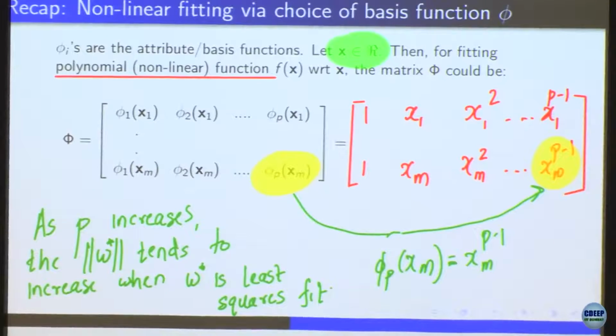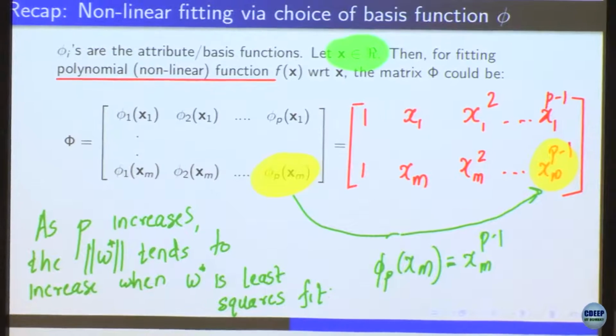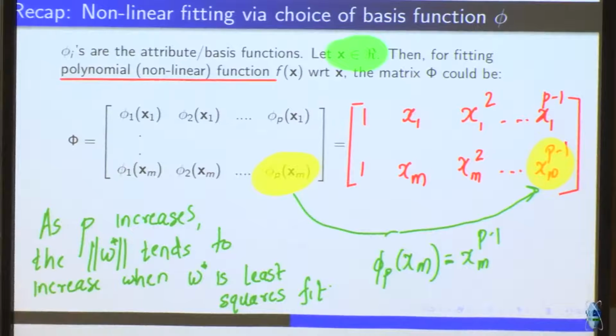As P increases, the norm of W star tends to increase when W star is a least squares fit. This is important. This may or may not hold for some other fits that we will talk about, and we are basically motivating those other fits right now. But I can say this for W when it's the least squares fit. This is a summary so far. As we proceed, you will get more ideas. You'll also see this yourself in the lab, and yes, you could prove it under certain settings.